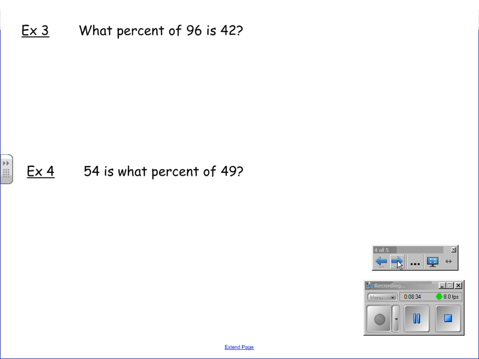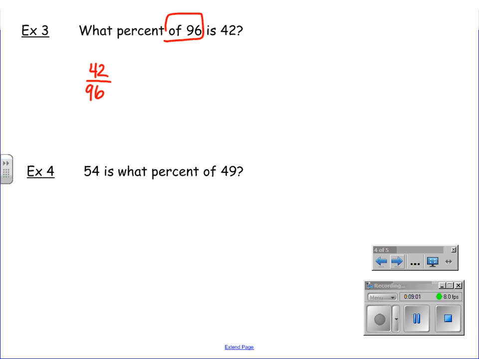What percent of 96 is 42? Just in words now. Oh, it's asking me for a percent. I should write a fraction. What is my fraction? What is my base quantity? What's my whole? What goes in the denominator? Margaret? How did you know it's 42 over 96, Margaret? What was your thought process?